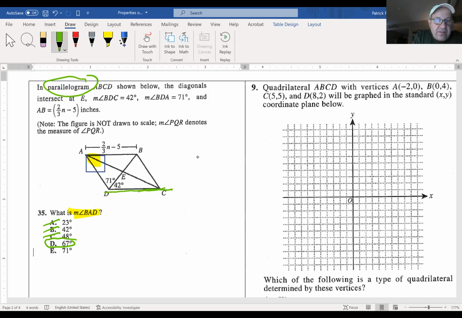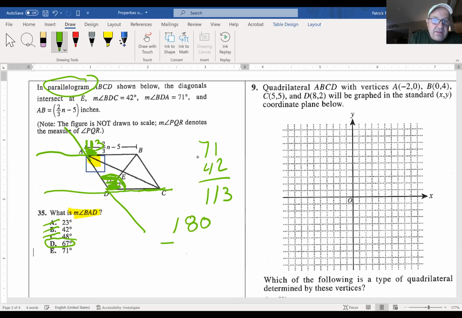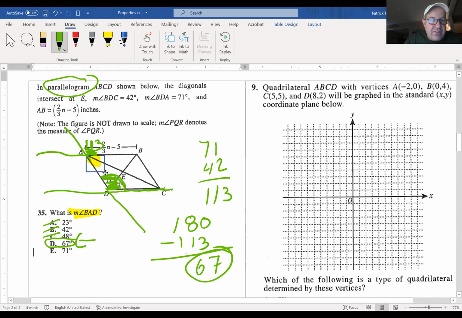So if I were to extend out these sides, add up these two angles here, 71 and 42, which is 113. And that means that angle up here is also 113, right? Because these are both green angles. So 180, take away the 113, will give us an answer of 67, which is what we got by just doing the drawn to scale.